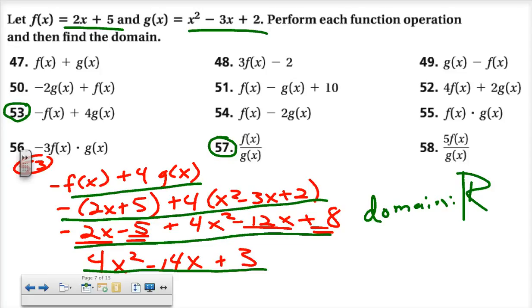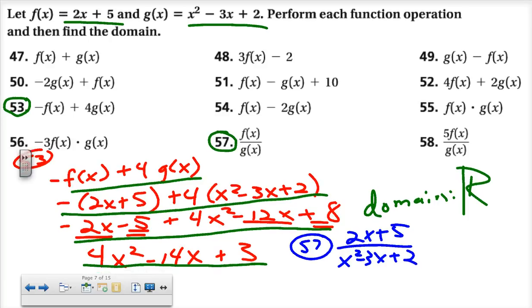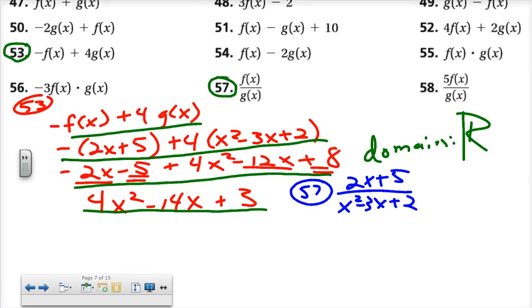57, you can already see, we're going to have an issue with the domain on 57 just because it is division. So we are to put f of x, 2x plus 5, over g of x, which is x squared minus 3x plus 2. Now, because I know I have the division, the first thing that I'm going to do is I am going to factor that denominator so I can find out what my restrictions on my domain will be while it's still in this division form. So we need two numbers that multiply to positive 2 and add to negative 3, and that will be negative 2 and negative 1. So my domain restriction is going to be that x cannot be 2 and x cannot be 1.